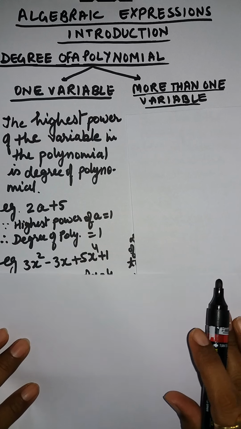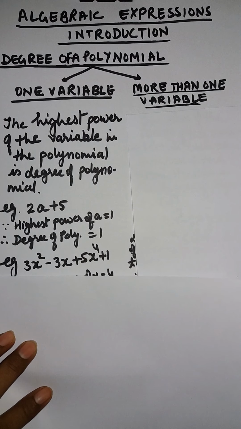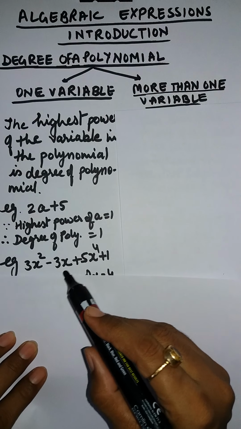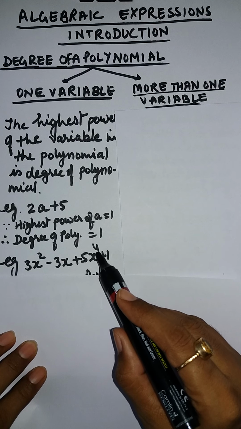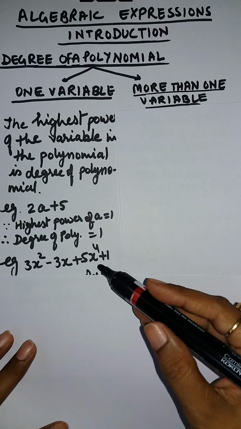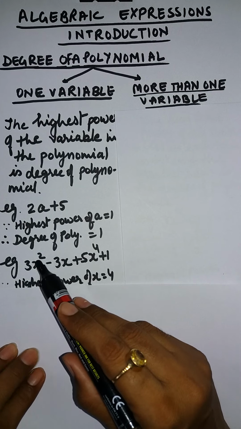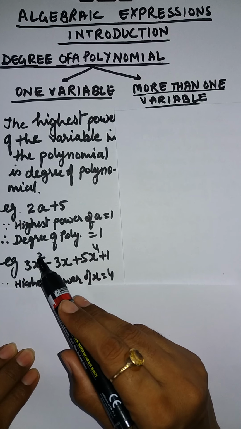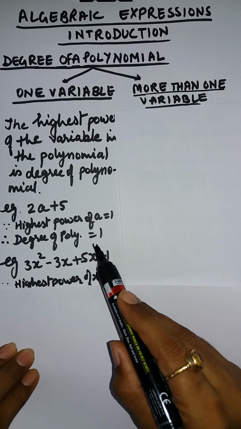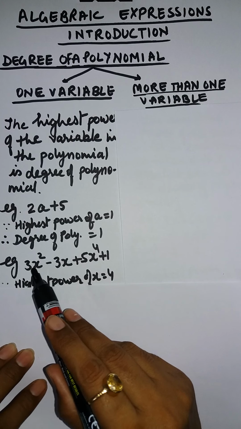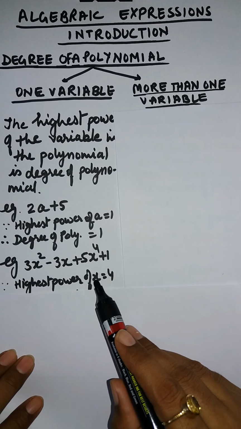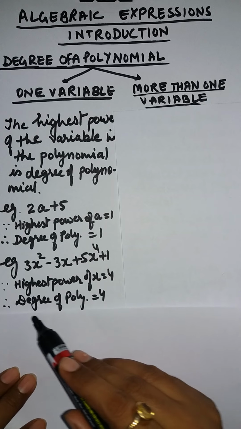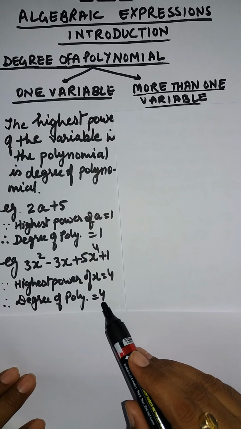Another example, 3x square minus 3x plus 5x raised to the power 4 plus 1. We see the degree of each term. Here the degree is 2, here the degree is 1, and here the degree is 4. Among these all, the highest power of x is 4. So we can say the degree of the polynomial is 4.